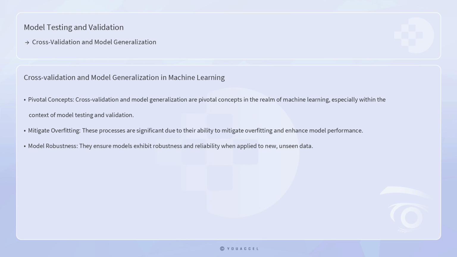Cross-validation and model generalization are pivotal concepts in the realm of machine learning, especially within the context of model testing and validation. These methodologies are integral to the development of models that not only perform well on training data, but also exhibit robustness and reliability when applied to new, unseen data. The significance of these processes is underscored by their ability to mitigate overfitting, enhance model performance, and ensure that models can generalize beyond the data they were trained on.